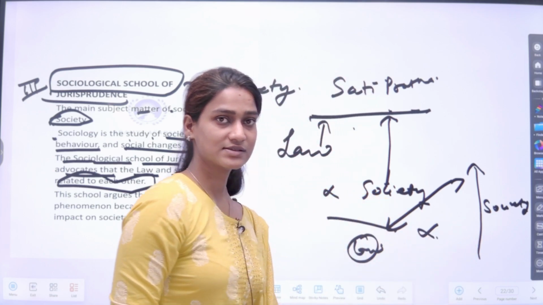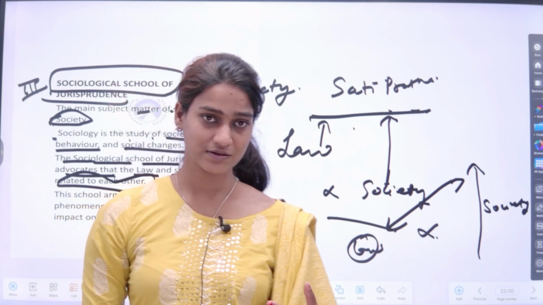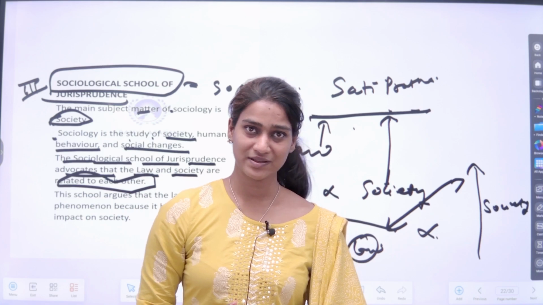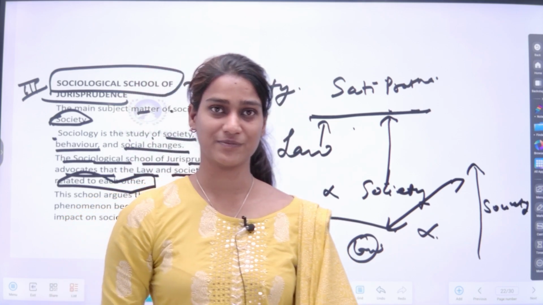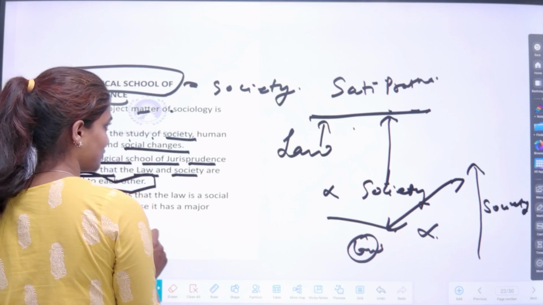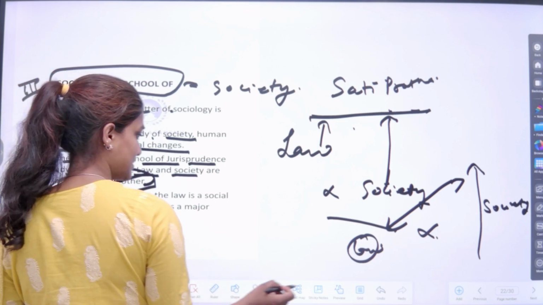So this is why Sati Pratha will be, if someone makes a law on Sati Pratha, then we will probably think it's a stupid law or absurd law. So this is what the sociological school tells about. Now let us take another example.